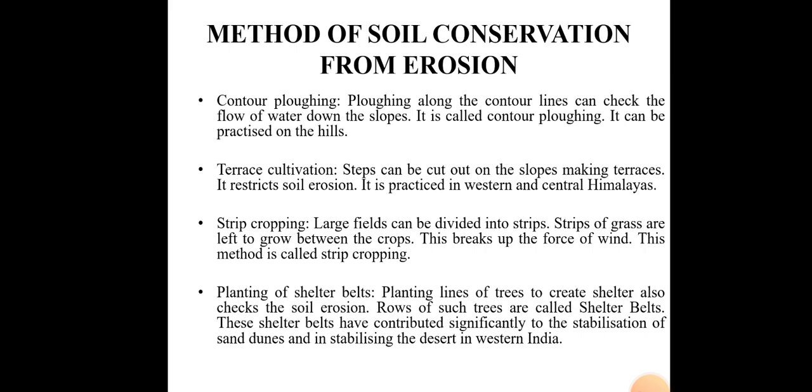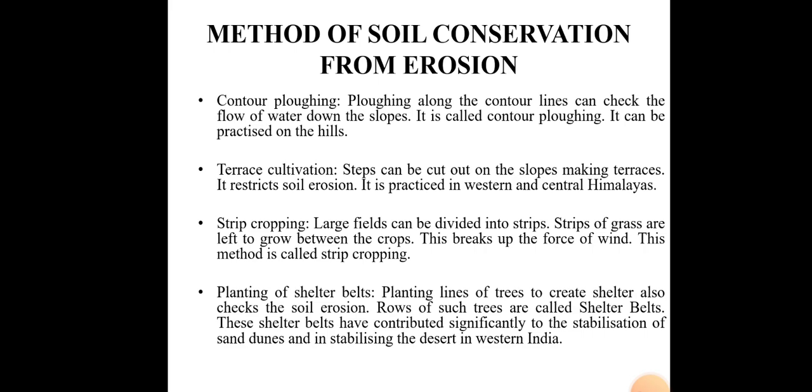Now strip cropping. Strip means line-wise. Large fields can be divided into strips. Strips of grass are left to grow between the crops. This breaks up the force of wind or water. This method is called strip cropping.